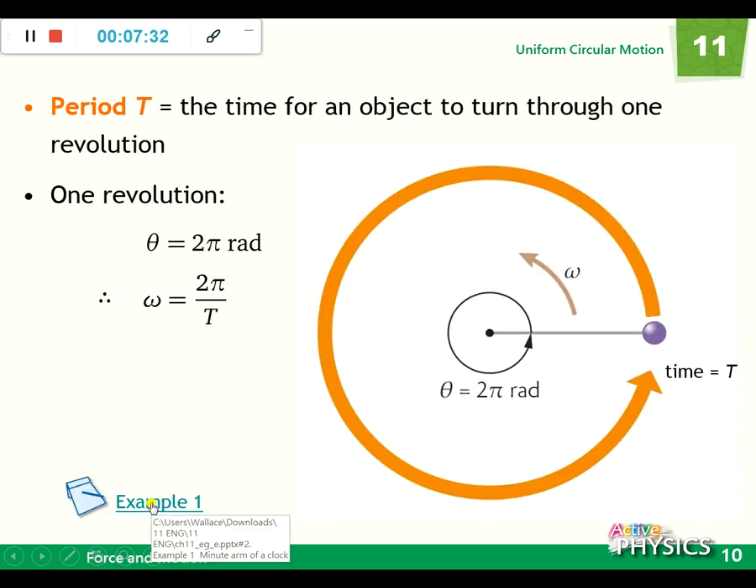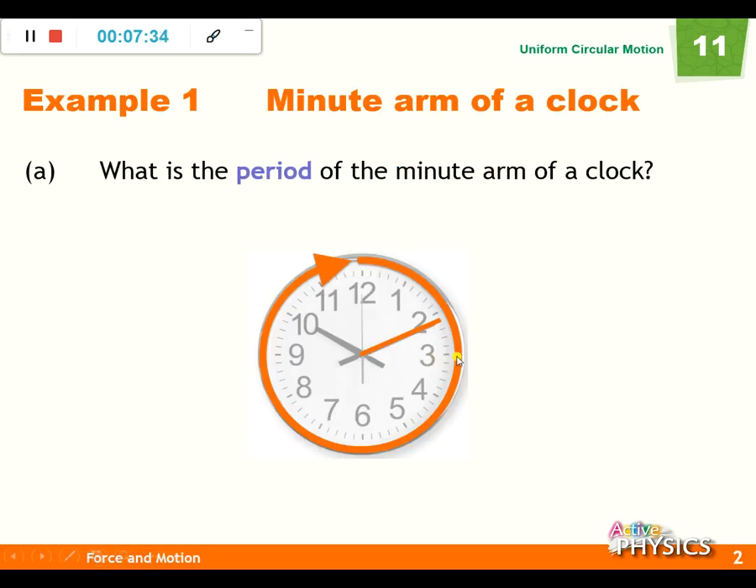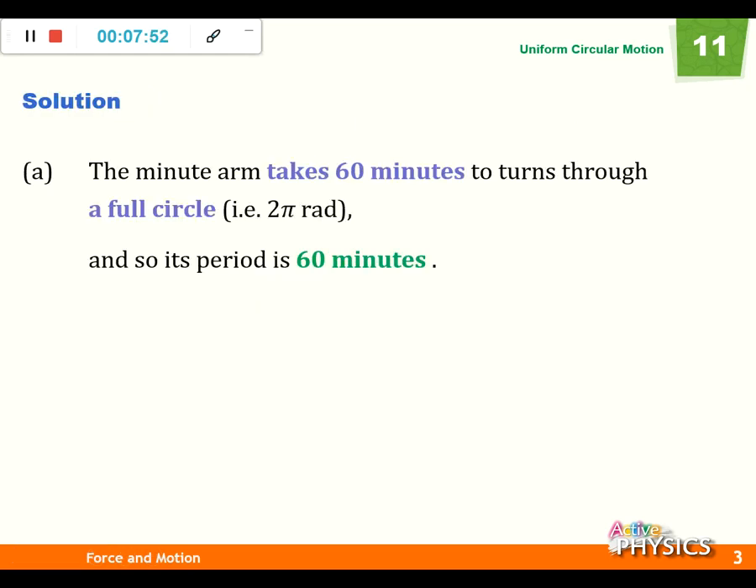Now look at the first example. What is the period of the minute arm of a clock? For the minute arm, it will turn around one cycle, one complete revolution, within 1 hour. Then you should try to find the time and the total radian for it to travel: 2π radian and 60 minutes.